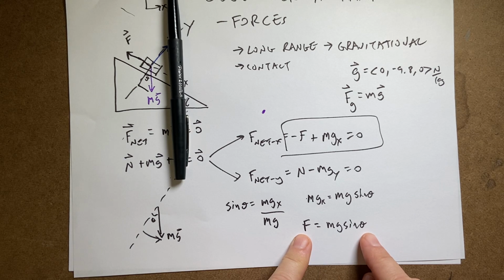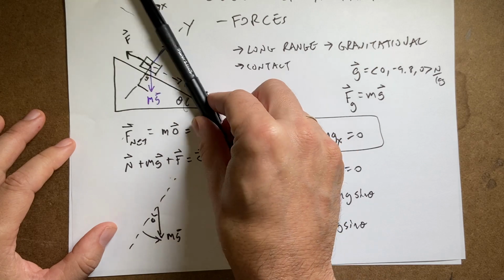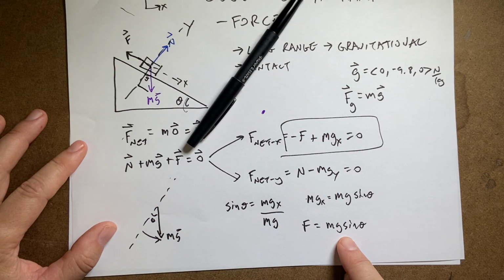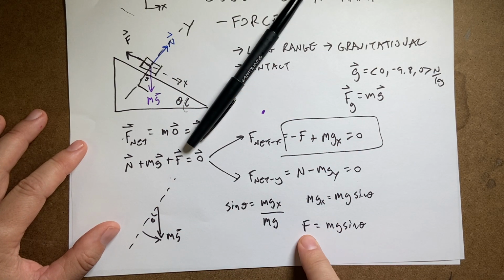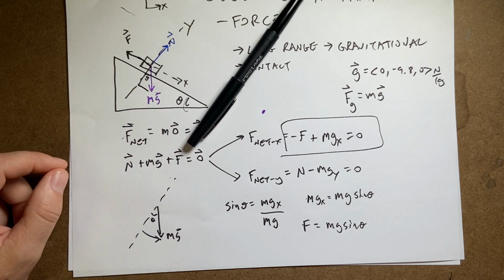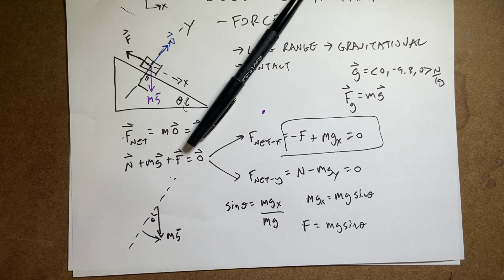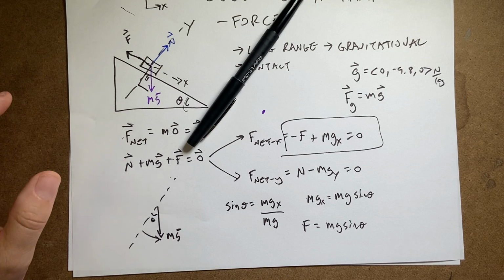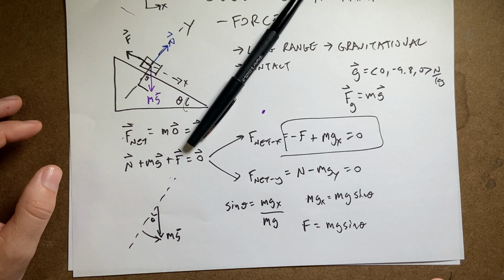What if I increase this even more? What if I increase this past 90 degrees? Well, I can't have sine of theta greater than 1. So the force can't be greater than mg. And in fact, this is a weird situation because it wouldn't even be pushing on the ramp. It'd just be hanging down there anyway. So, okay, that's a quick introduction to forces on an inclined plane without friction.